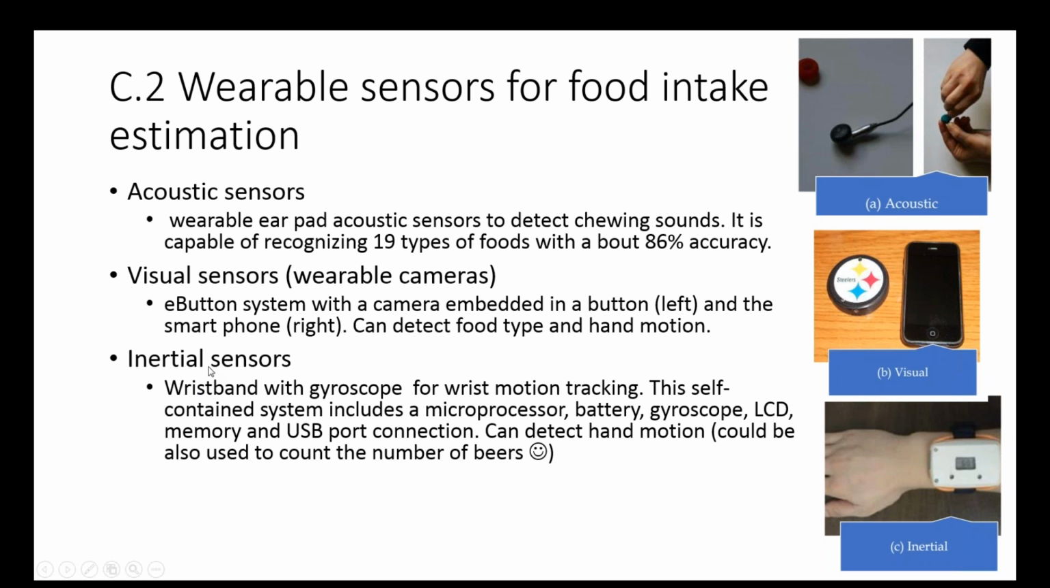And with the inertial sensor, you have a wristband that can tell you how many times you went to your mouth, so you can probably count the number of beers you had if you know your mouth size.